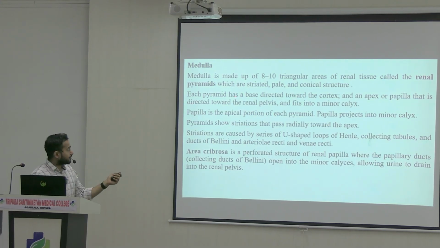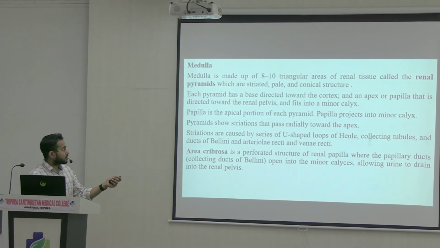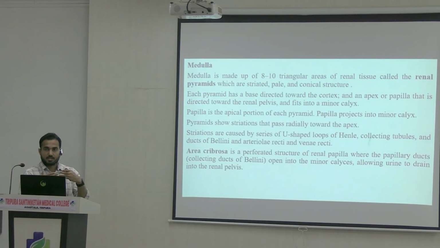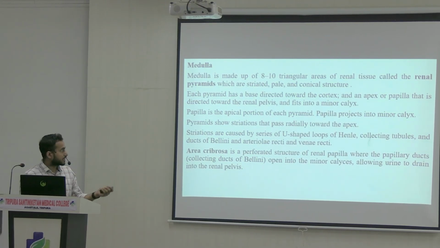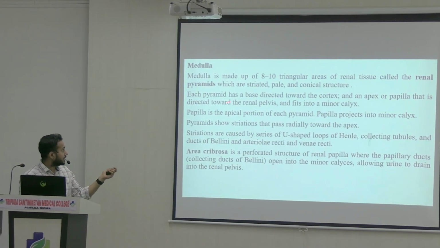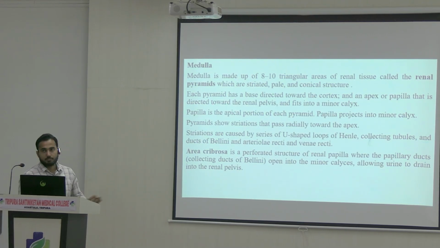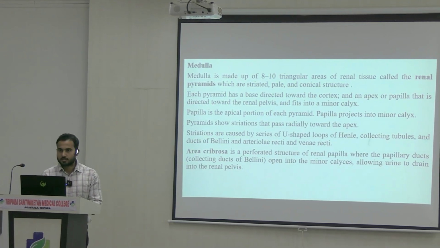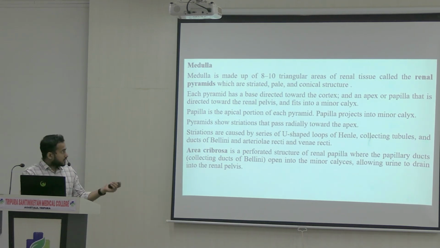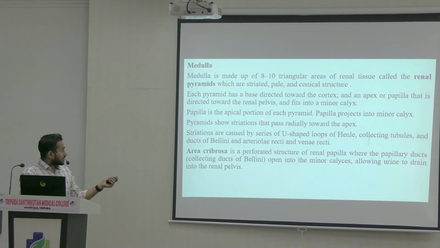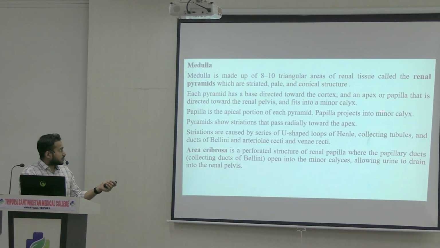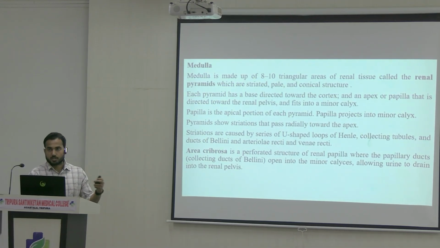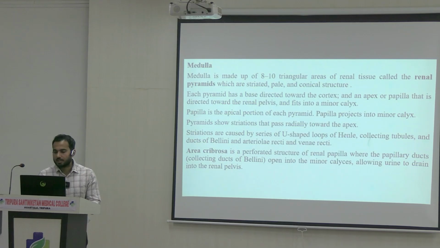Now in case of the pyramid, the base is directed towards the cortex, and the apex or the papilla is directed towards the renal pelvis and fits into the minor calyx. Next, if you see the papilla in the apical portion of each pyramid, it projects into the minor calyx. So the apical part of the pyramid will project into the minor calyx.